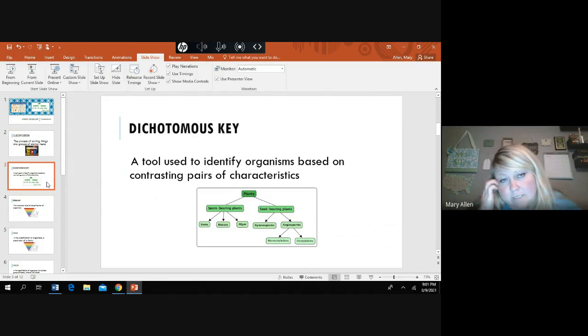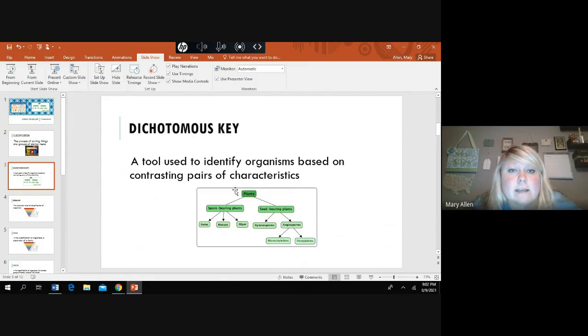All right, our next word is dichotomous key. I want you to say that word, dichotomous. Dichotomous key, okay? A dichotomous key looks like this right here. It is a tool used to identify organisms based on contrasting pairs of characteristics. So when you see one of these keys, you're going to be able to identify either a plant or an animal based on the characteristics that it has.